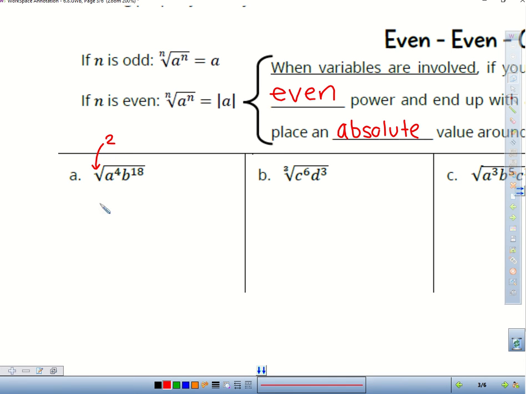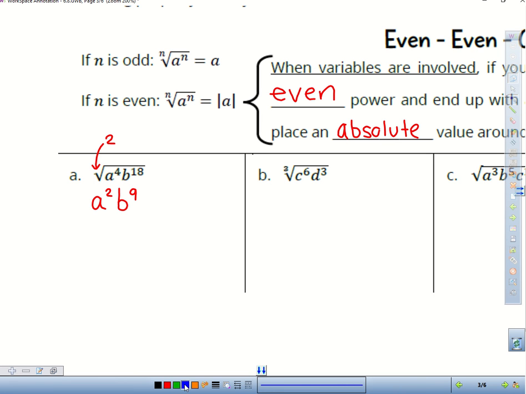So what is 4 divided by 2? 2. Are there any remainders? No. What is 18 divided by 2? 9. So see how there were no remainders in either case? They both evenly divided by the index. So nothing gets left inside the radical here.